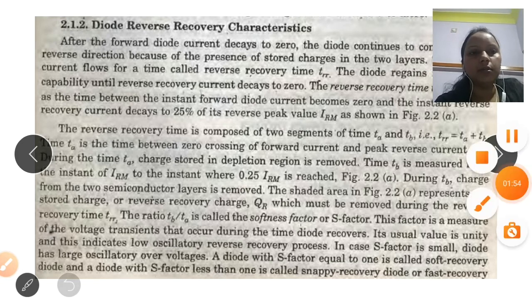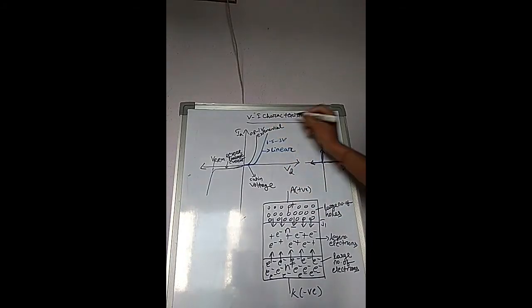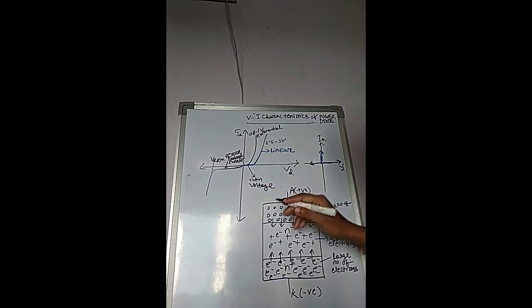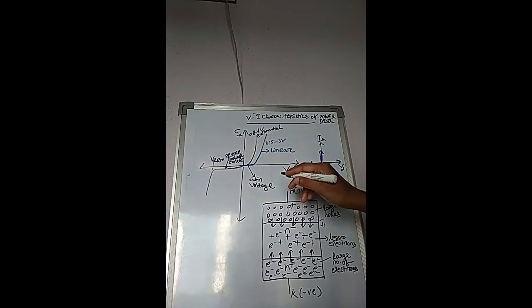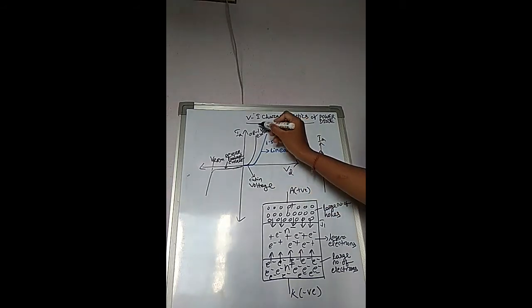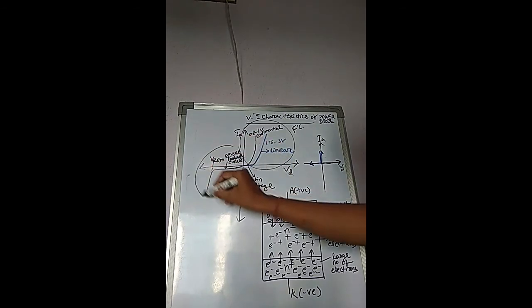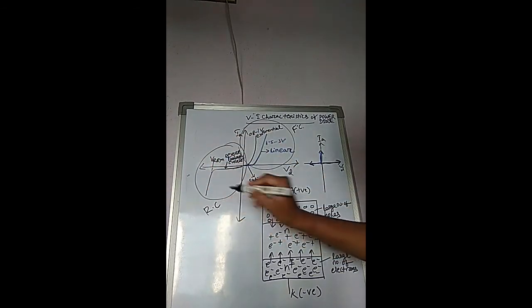Okay, start with the VI characteristics of power diode. In the VI characteristics of power diode, what you observe, what you see: this characteristics is for the forward characteristics, and this characteristics is for reverse characteristics.